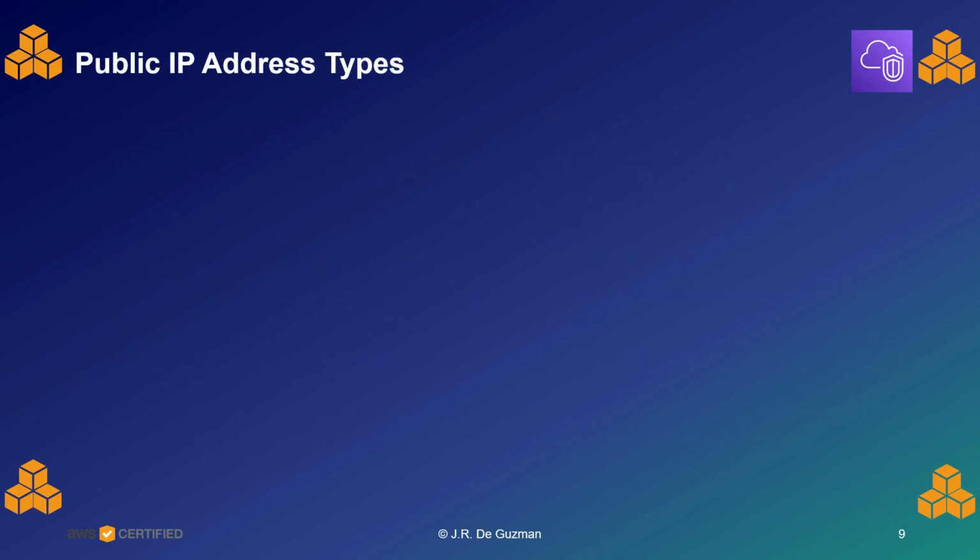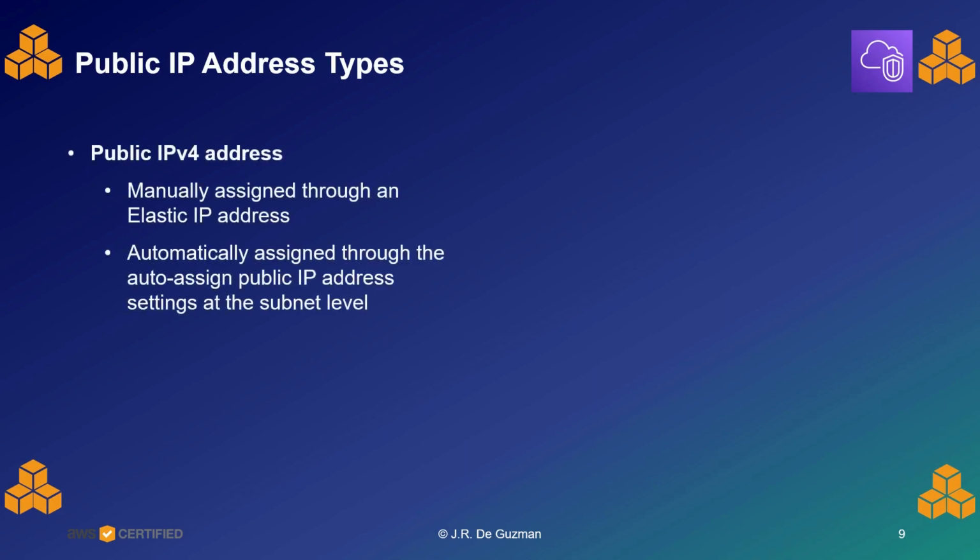Next, we have the different types of public IP addresses. When you create a VPC, every instance in that VPC gets a private address automatically based on the CIDR of each subnet. You can also request a public IP address to be assigned when you create the instance by modifying the subnet's auto-assign public IP address properties.